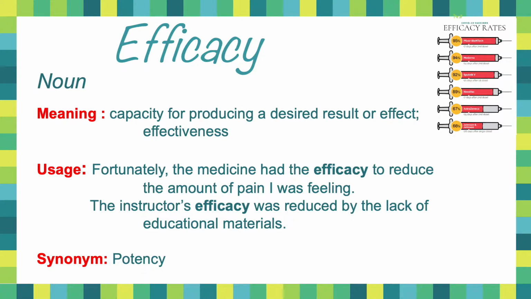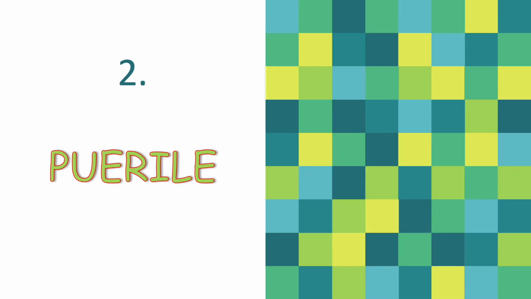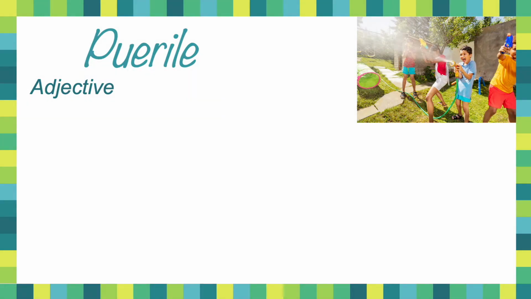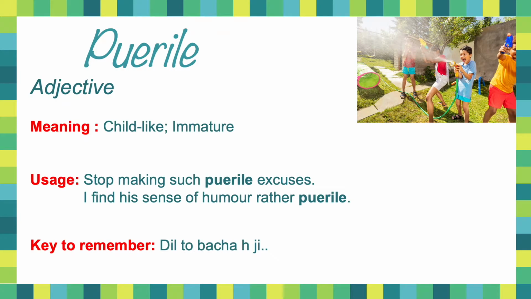The synonym is potency. Okay, potency is the synonym for efficacy. The next word is puerile. Now the puerile is an adjective which means childlike, immature.